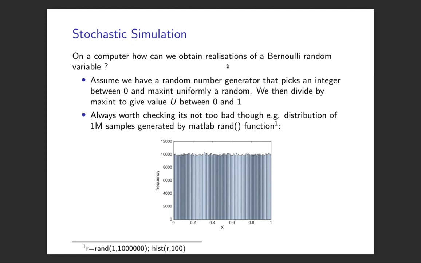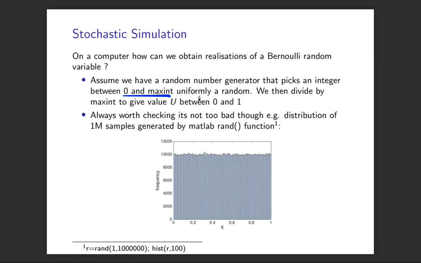Okay, so let's start by thinking about Bernoulli random variables. And suppose we have a random number generator. So let's start with the simulation and then we'll worry about the random number generators in a minute, where they really come from. Suppose we've got a random number generator that picks an integer between 0 and maxint, 0 and 2 to the 32, uniformly at random. Suppose that exists, and we'll see shortly how you generate such things.